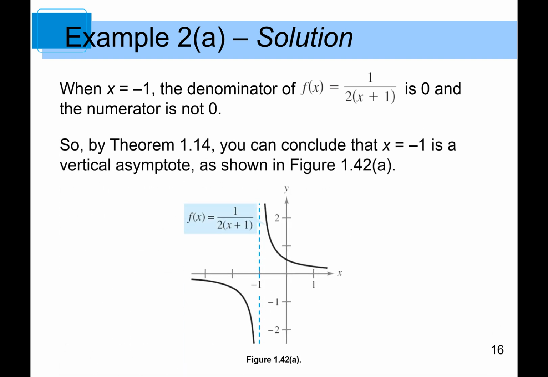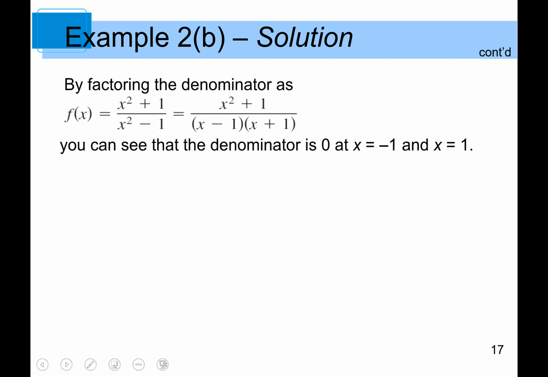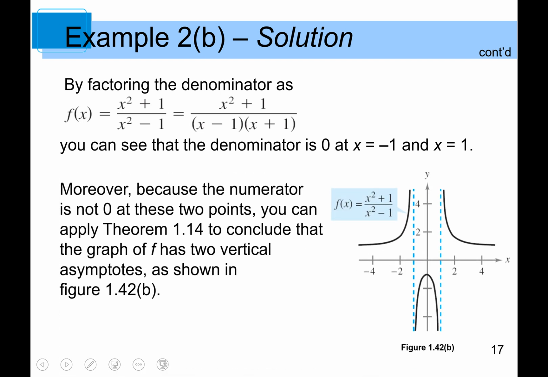In this case, when x equals negative 1, the denominator of f of x is 0 and the numerator is not 0. So by theorem 1.14, you can conclude that x equals negative 1 is a vertical asymptote. Okay, this is our vertical asymptote. And by factoring the denominator, you can see that the denominator is 0 at x equals negative 1 and at x equals 1. So x equals negative 1 and x equals 1 are both vertical asymptotes.